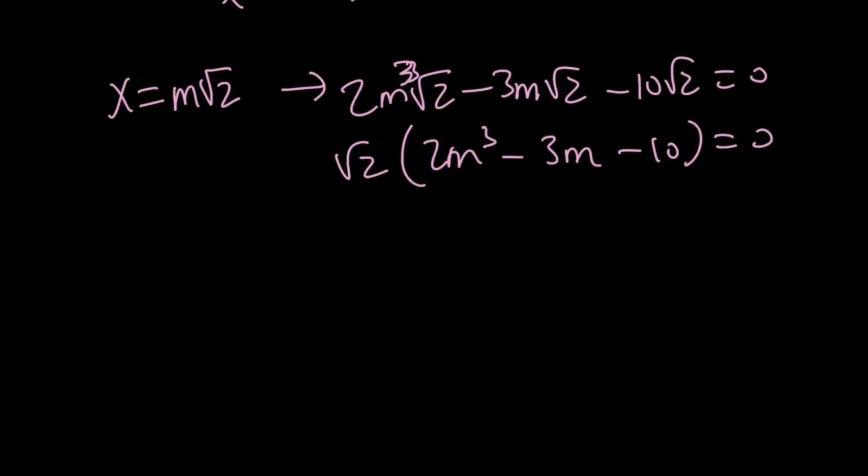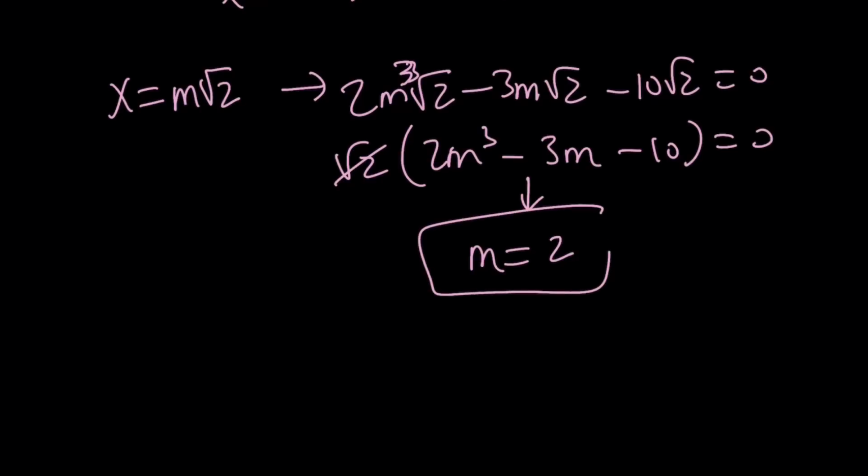And now we're going to get a cubic equation. Forget about this. From here, m equals 2. Why? Because it just works. Plug it in, 16 equals 16, and you'll get it. So since m equals 2, from here x becomes 2 root 2. So I got the value of x.